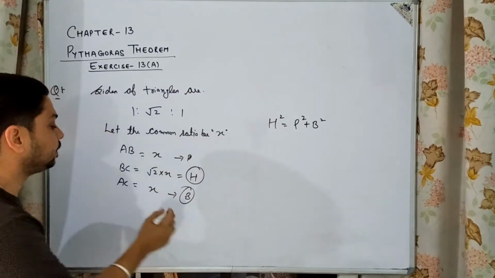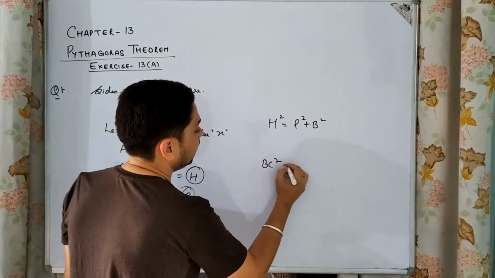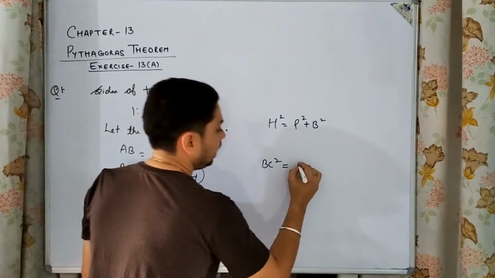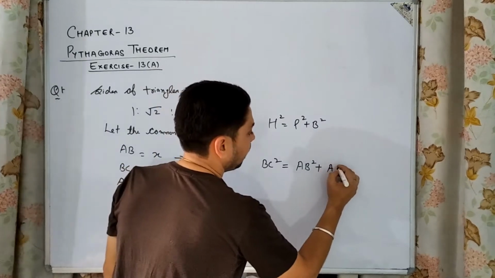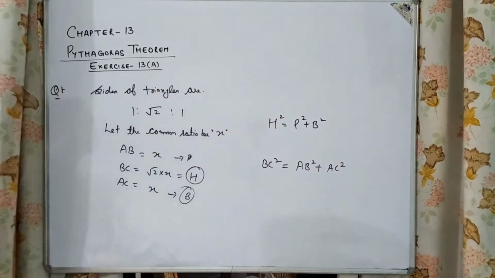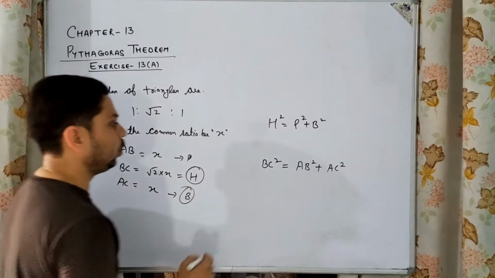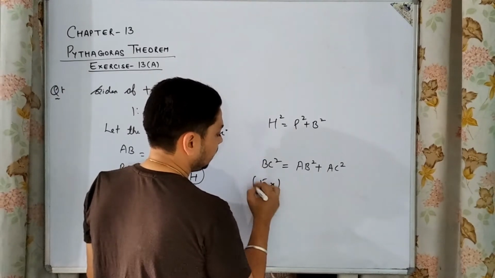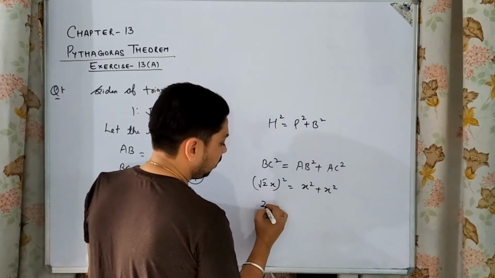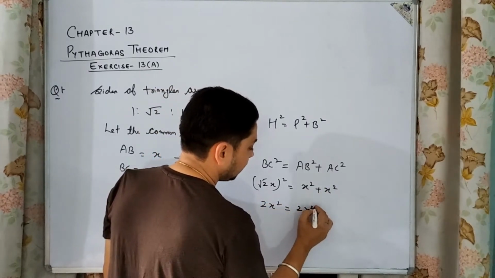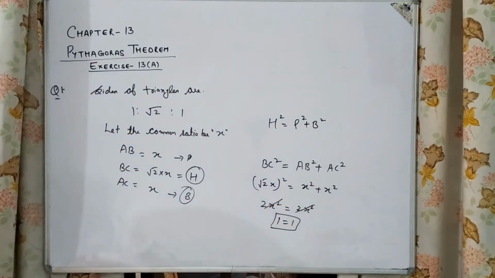So what we have here, we have a hypotenuse square that is equal to BC square, this is equal to AB square plus AC square. Now substitute the value. What we will have, BC square is equal to under root 2x whole square, that is equal to x square plus x square. Okay, we have 2x square, this is equal to 2x square. On cancelling it, 1 is equal to 1, which is true.